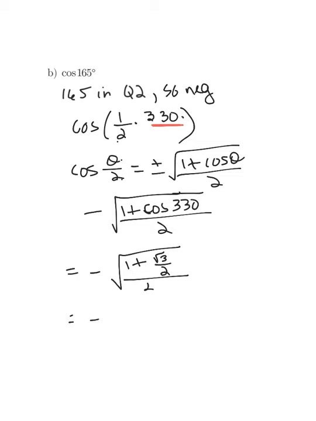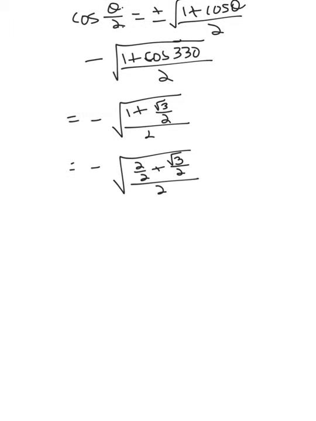So we have negative square root. I'm going to rewrite 1 as 2 over 2 plus the square root of 3 over 2, and all that's over a 2. So now our numerator can be written as 1 fraction, 2 plus the square root of 3 over 2, and all that's over a 2. And all that is within your square root symbol.